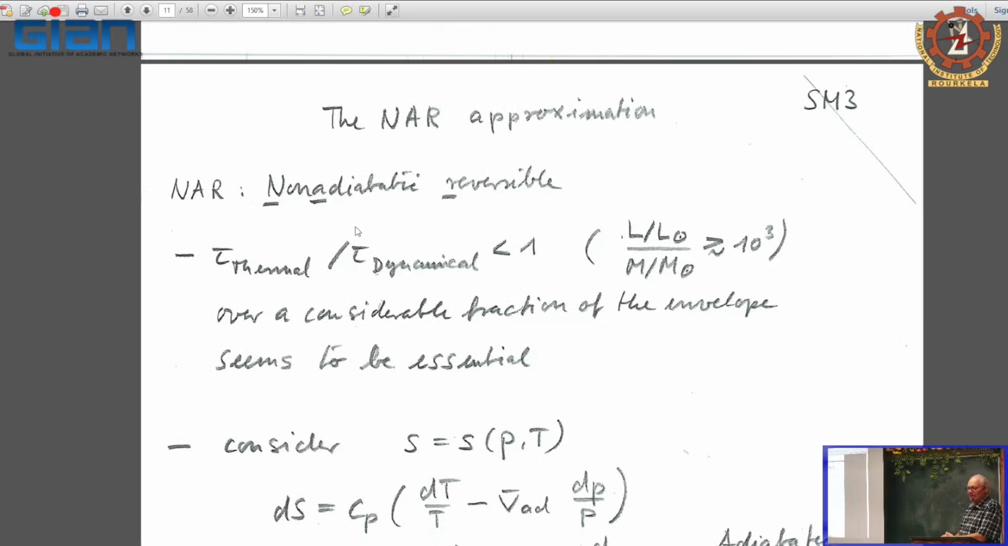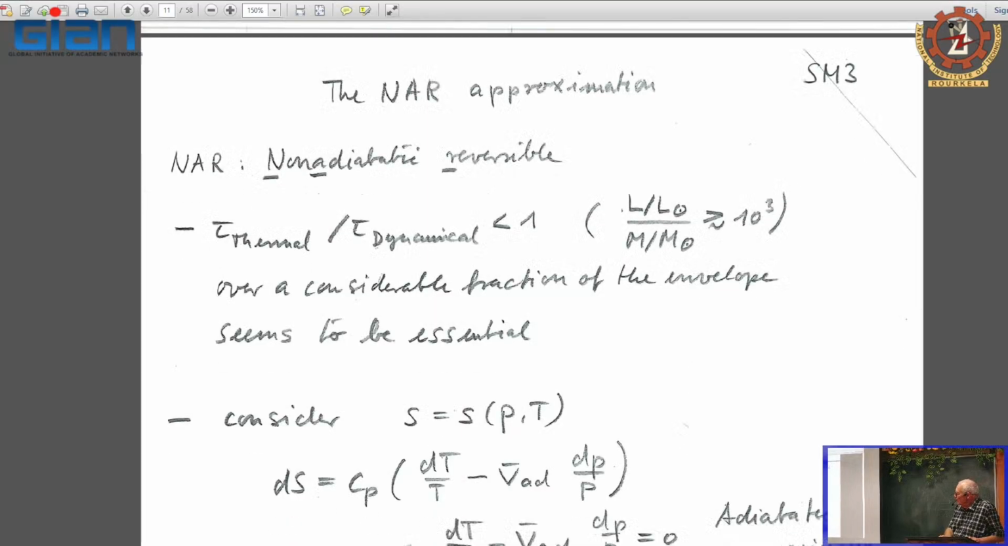Well, it is motivated in the first place by the observation that in these stars which are affected by strange modes, we have high luminosity to mass ratios, which are reflected in a small ratio between thermal and dynamical timescale over a considerable fraction of the envelope. So that seems to be somehow related with a strange mode phenomenon. Thermal timescales are short compared to the dynamical timescales over a big range of the envelope considered.